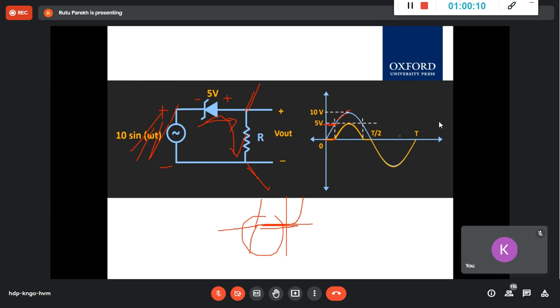So 6, 7, 8, 9, 10, this is 5 volt. So when it is 6 volt here, the output will be 1 volt. For the peak of 10 volt and 5 volt, your maximum will be 5 volt, right? So 10 minus 5, so 5 volt here, KVL. So it is following, but up to 5, the output is 0. And after that, it is following your input, but it is always 5 volt less, because that's the drop here.